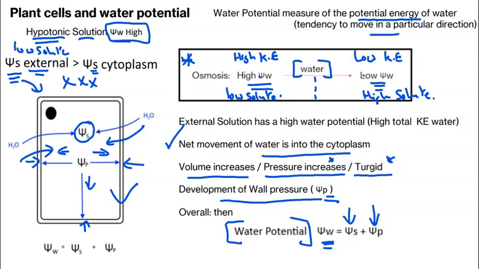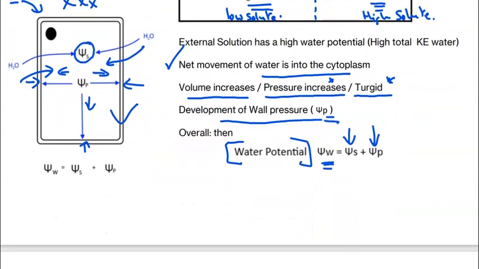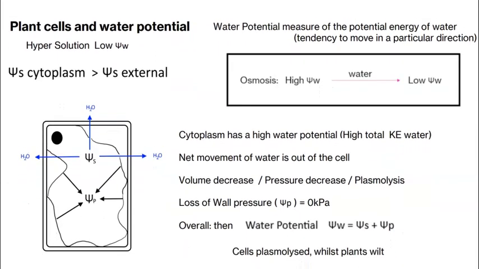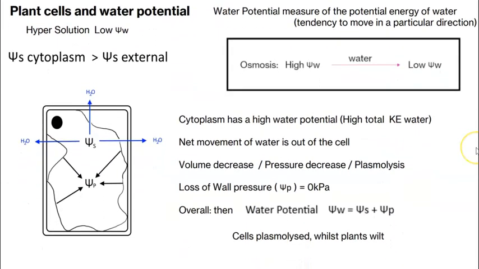Let's look at hypertonic solutions. Now, the rule remains that water will move from the high water potential to the low water potential through the semi-permeable membrane. But of course, with plants, we have the cellulose cell wall to contend with as well.